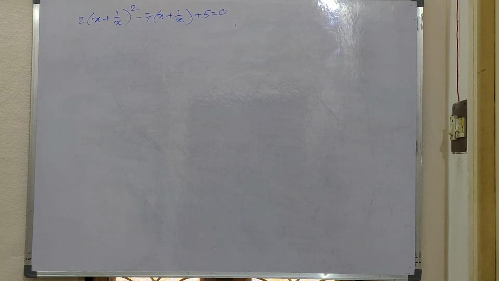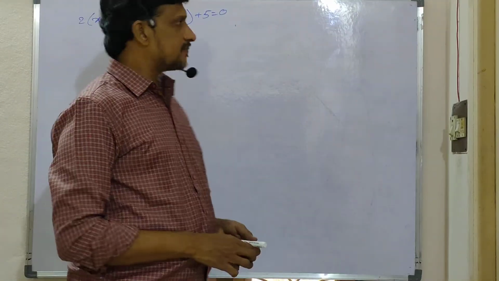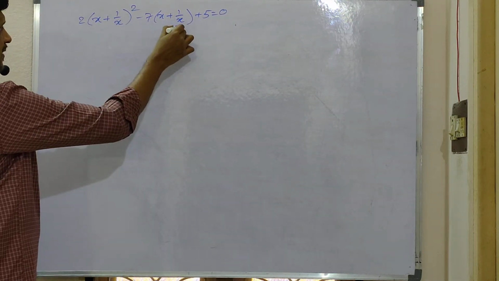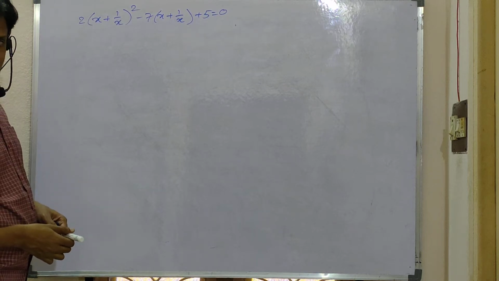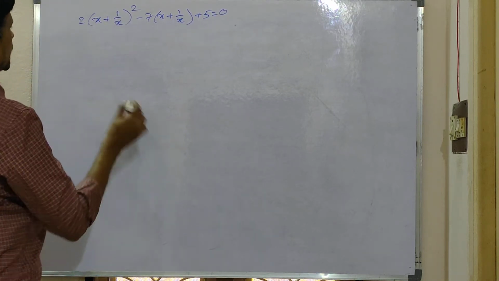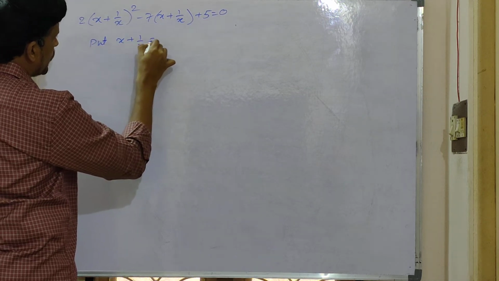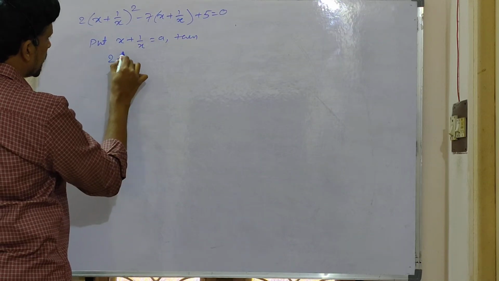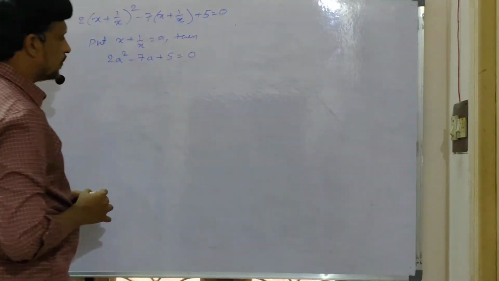And here since x and 1 by x are given here, means x is a non-zero value. If x is equal to 0, then 1 by x doesn't exist. Okay, then solve this one. If you observe the terms, it is x plus 1 by x, but this is x plus 1 by x whole square. Simple. Replace x plus 1 by x by a. So then, if you put x plus 1 by x is equal to a, then the problem will be 2a square minus 7a plus 5 is equal to 0.